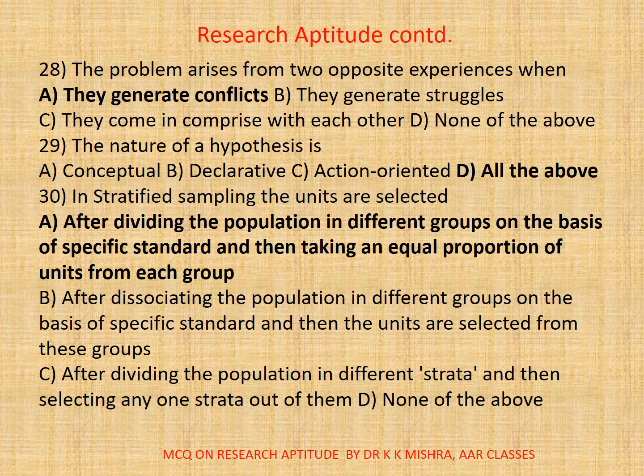28. The problem arises from two opposite experiences when A. They guarantee conflicts, B. They generate struggles, C. They come in compromise with each other, D. None. The correct option is A.